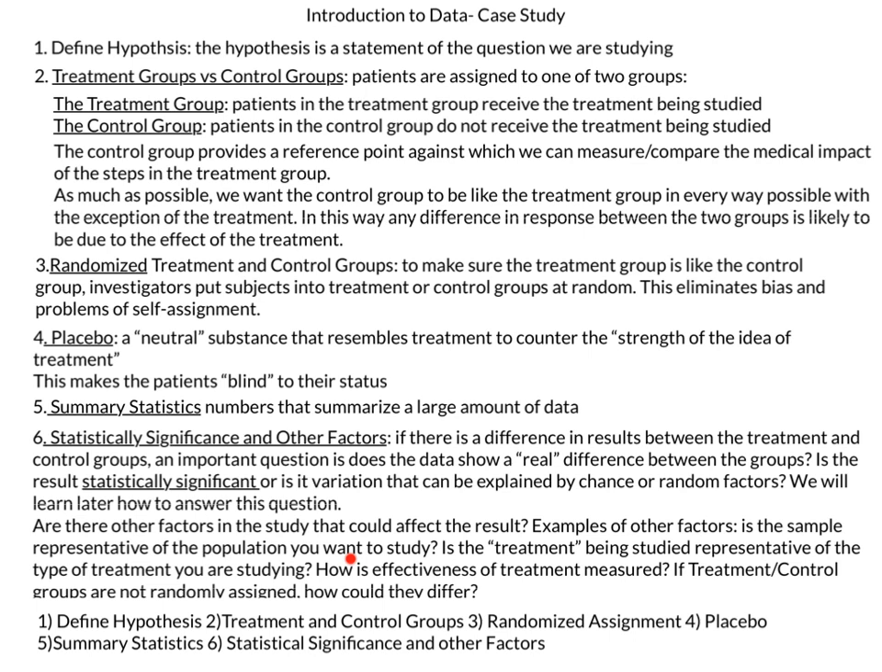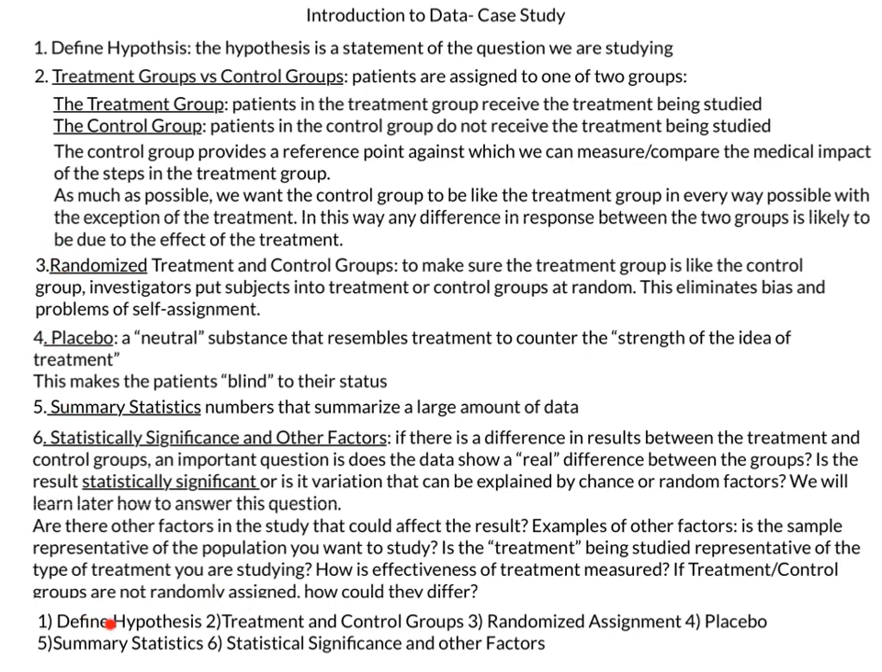Another example, which we've already discussed when we talked about randomized treatment, is if treatment and control groups are not randomly assigned, how could they differ? And we talked about how, for a surgery, the people who might self-assign into a kind of experimental surgery might be the people who are healthier to begin with. So those are our 6 main points of our case studies.